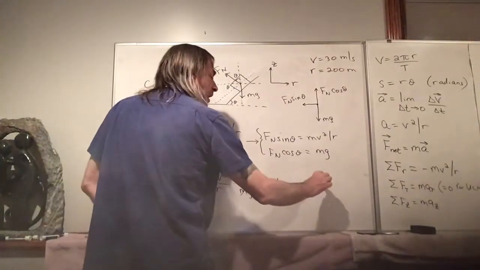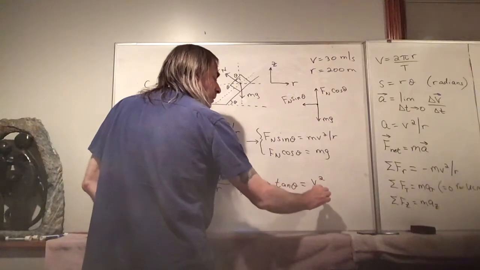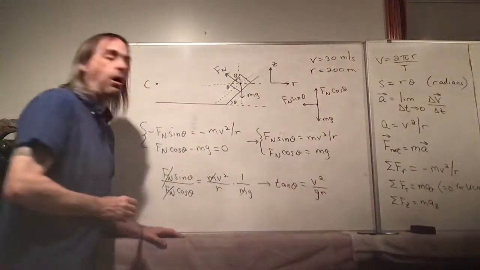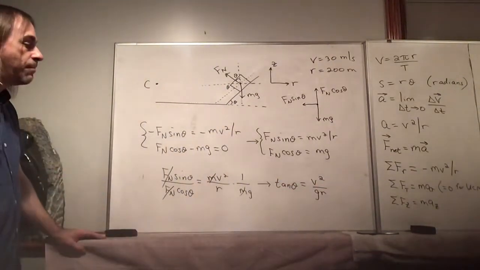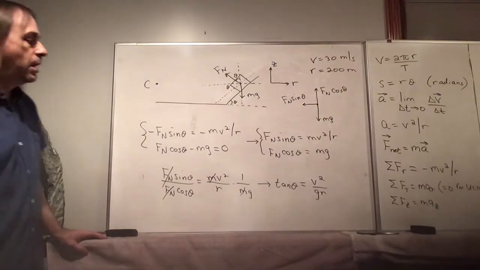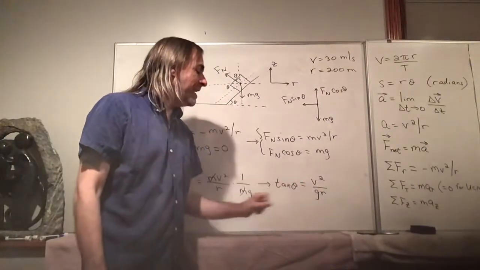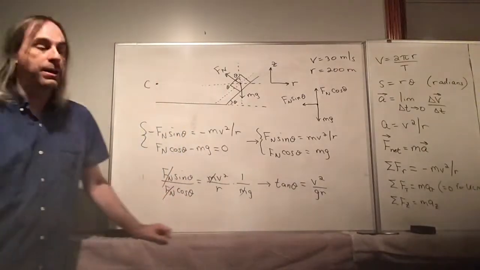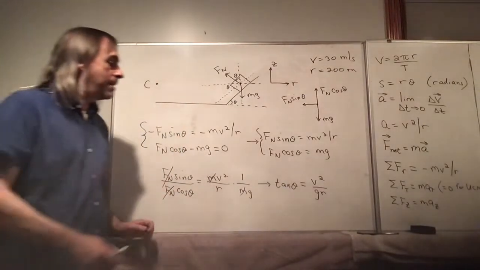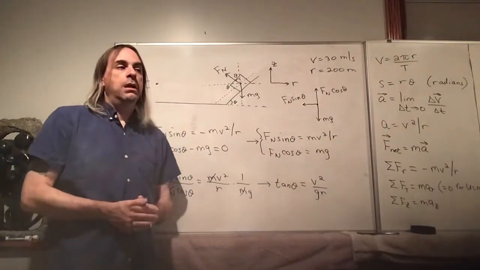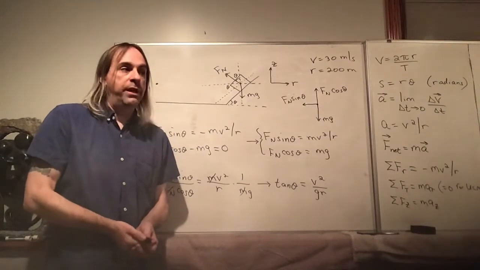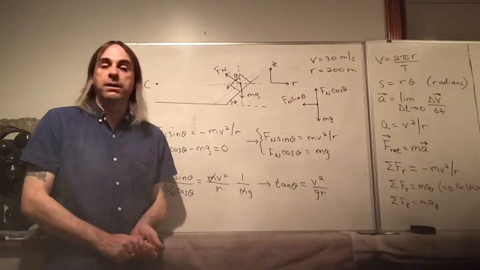And what we have left is tangent of theta equals v squared over gr. Now, something very important happened here. Notice that this angle does not depend on the mass. And that's very important because if you notice on the road, there are vehicles of very different masses.